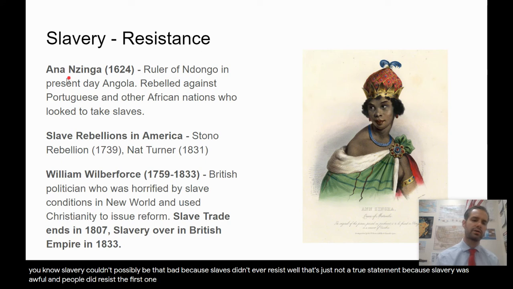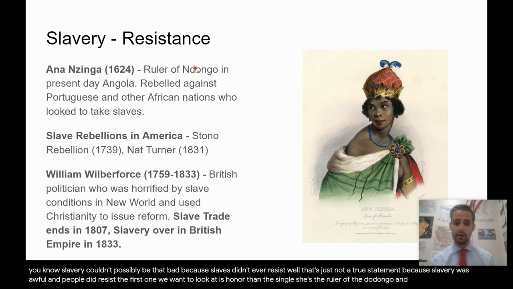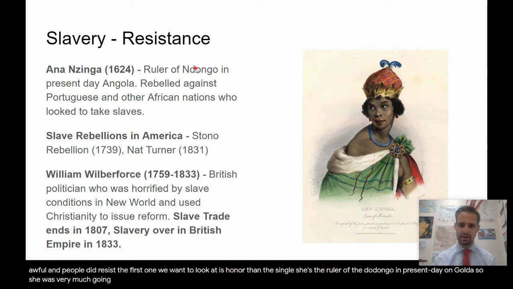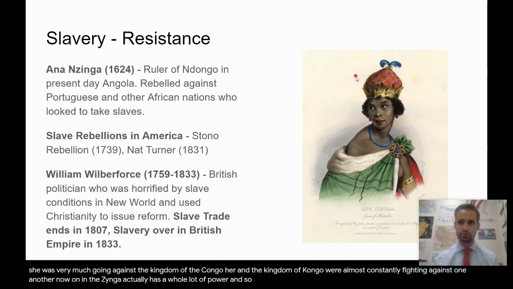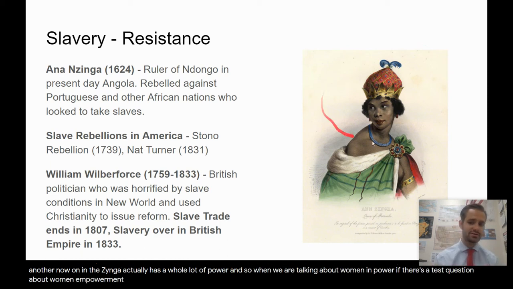The first one we want to look at is Ana Nzinga. She's the ruler of the Ndongo in present day Angola. So she was very much going against the Kingdom of the Congo. Her and the Kingdom of the Congo were almost constantly fighting against one another. Now, Ana Nzinga actually has a whole lot of power. And so when we are talking about women in power, if there's a test question about women in power, we can certainly use Ana Nzinga as an example.